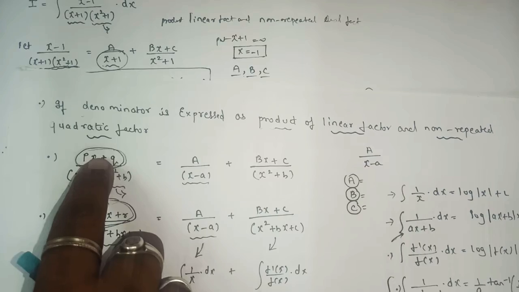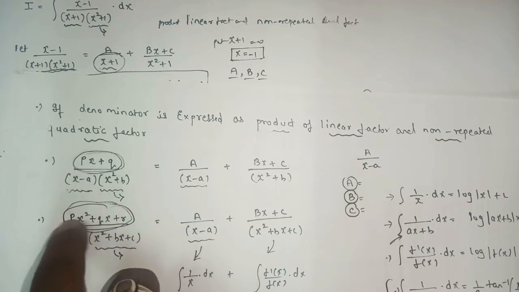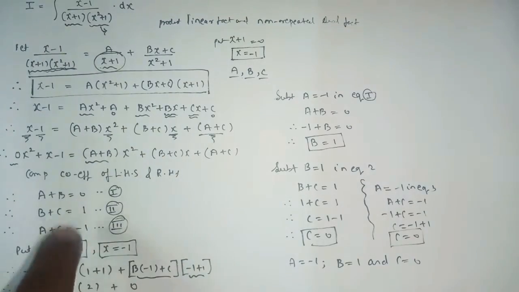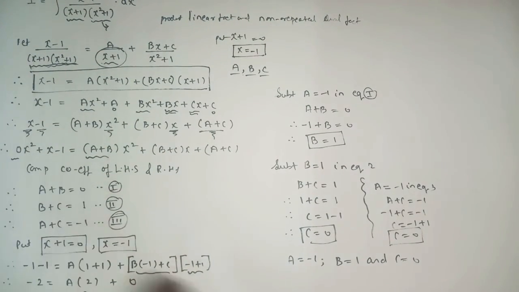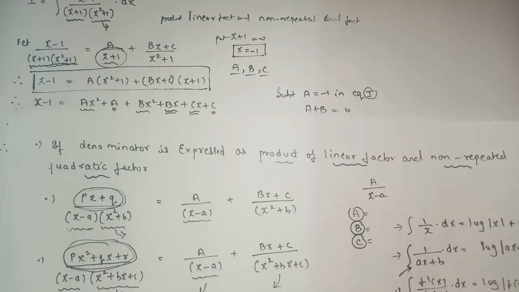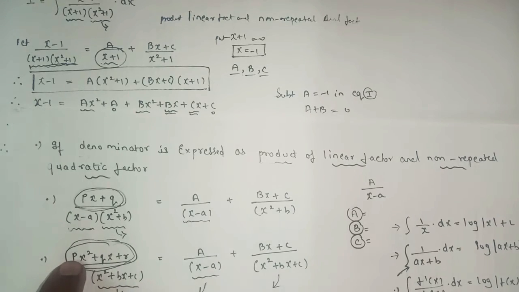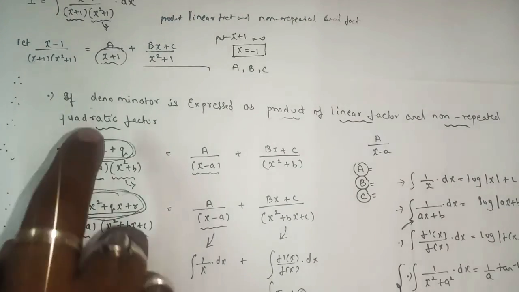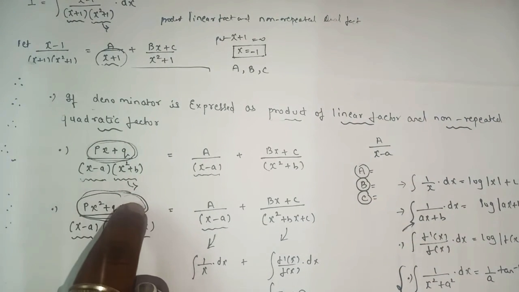Suppose here linear is replaced by a quadratic expression. So what will happen while finding the value of A, B, C? Here the x square term will be present, as clearly we can see. So that is the difference. It doesn't matter whether we have a linear or a quadratic one.